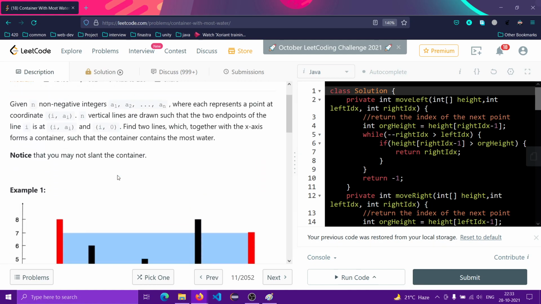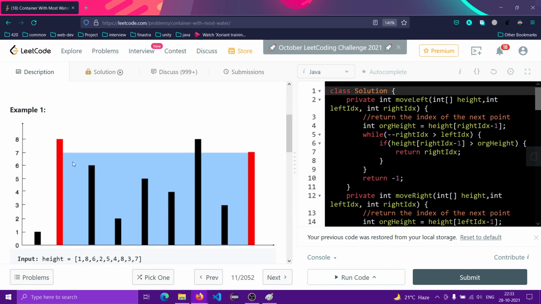Let's move on to what we have to do. We have to find the container that can hold the maximum water. So why include the term water here? It is a requirement because, as you can see, the solution for this case is this one, but the water will be stored only up to the lower height. This height is greater, so we might be able to store more water, but it will overflow.